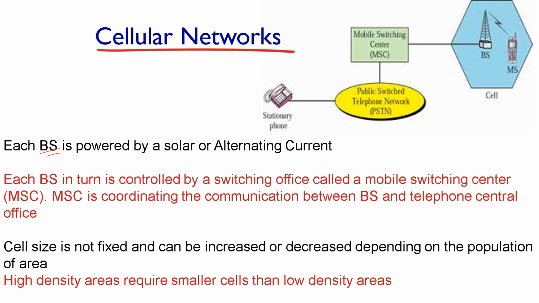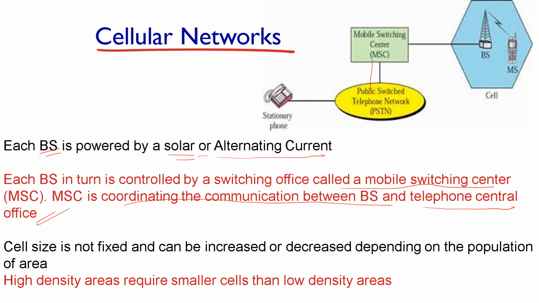Each base station is powered by alternating current or solar power. Each base station in turn is controlled by a switching office called the Mobile Switching Center, MSC. This MSC coordinates the communication between the base station and the telephone central office. So the MSC is controlled by the telephone station.